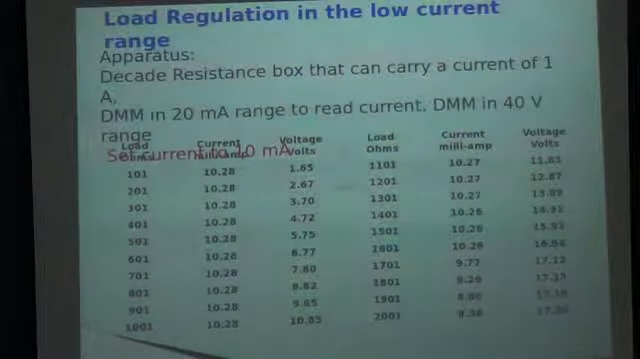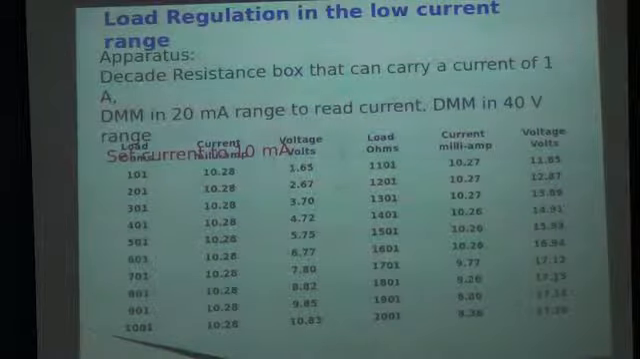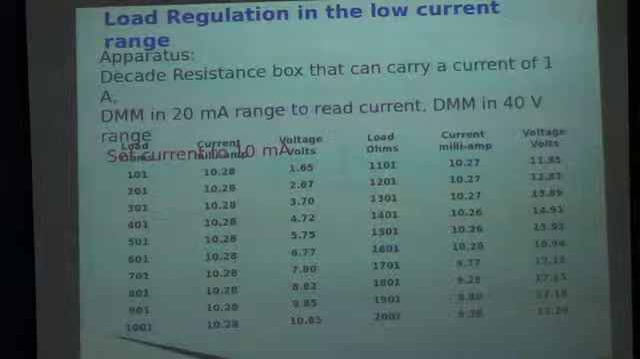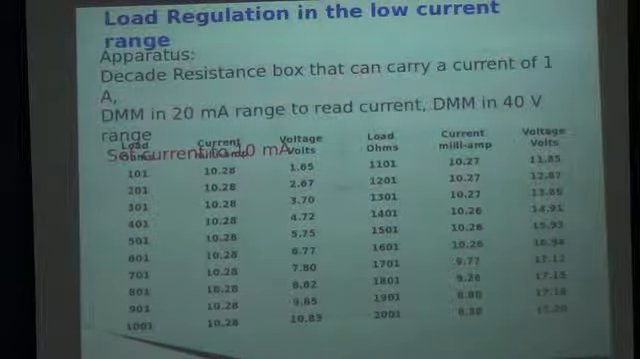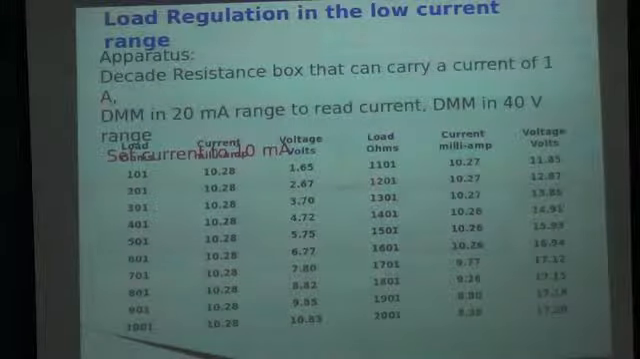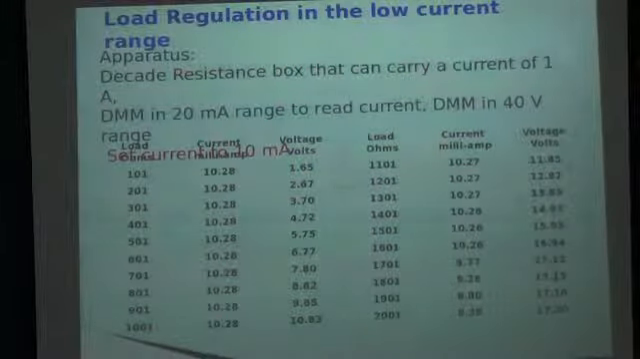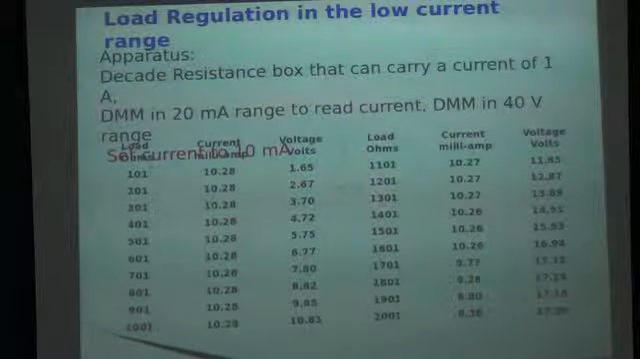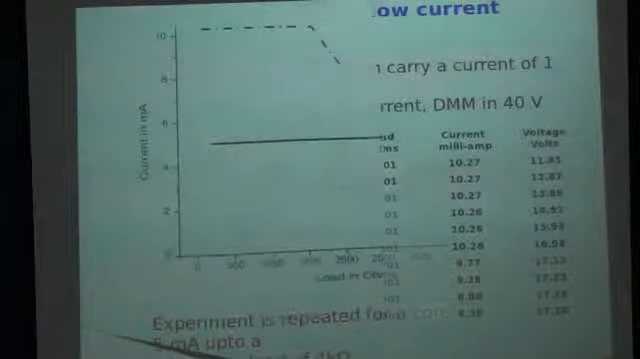Okay, so this is for one current. Here the current is 10 milliampere. What are the readings in this experiment for this particular reading? The current in the constant current source is 10 milliampere. We have varied the resistance from 100 to 2000 ohm. Okay, we measure the voltage and the current, and we repeat it.